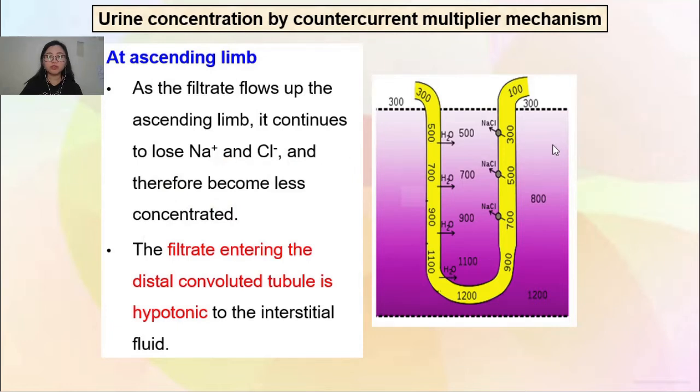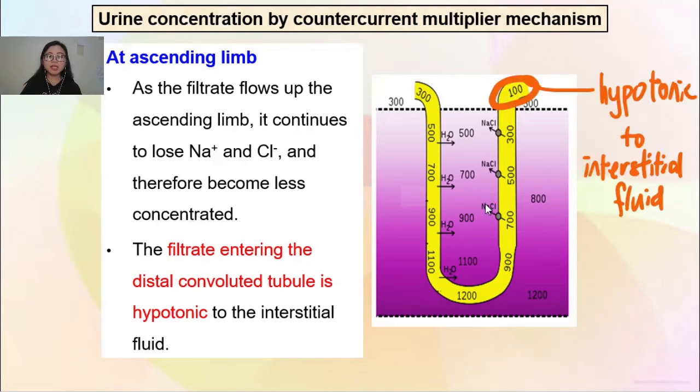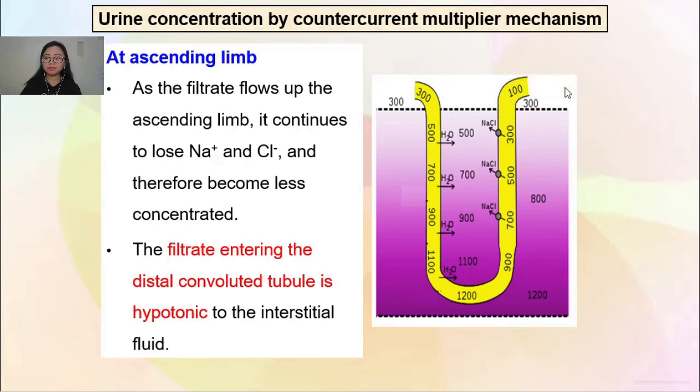As the filtrate flows up the ascending limb, it continues to lose sodium and chloride ions, and therefore they will become less concentrated. So dia semakin naik, makin banyak sodium and chloride ions dikeluarkan, dia semakin cair. Okay, less concentrated. The filtrate entering the distal convoluted tubule is hypotonic to the interstitial fluid. Bila dia keluar sini, dia mau pergi next segment, which is distal convoluted tubule, dia sudah menjadi hypotonic.